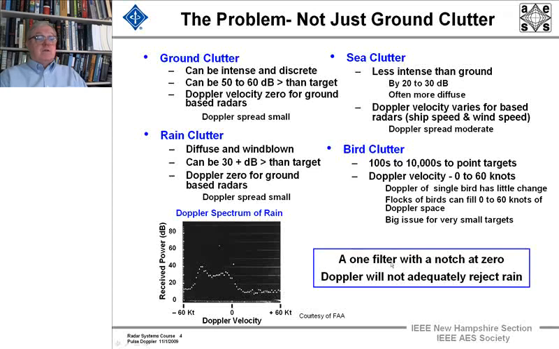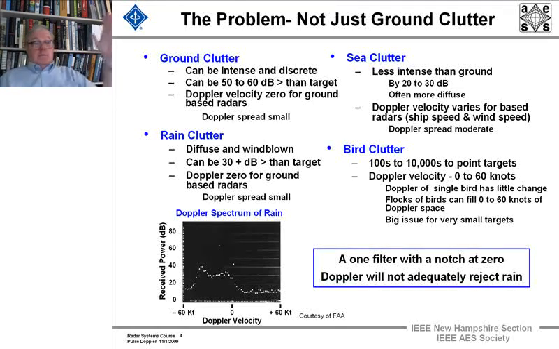A one filter with a notch at 0 will not adequately reject rain. And that's just a plain fact. Right now we've got rain coming up the coast that has a mean Doppler velocity of 25 to 30 knots. That's the velocity of the hurricane. But lots of times fronts will move in that aren't the size of a hurricane, which is 300 miles in diameter.